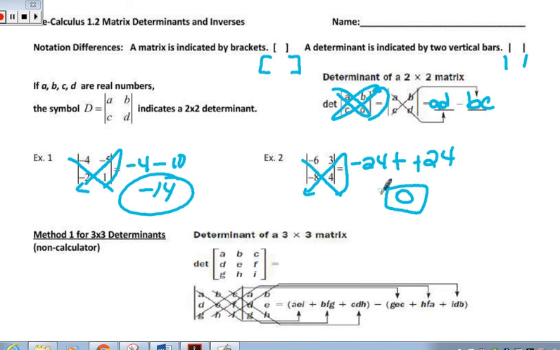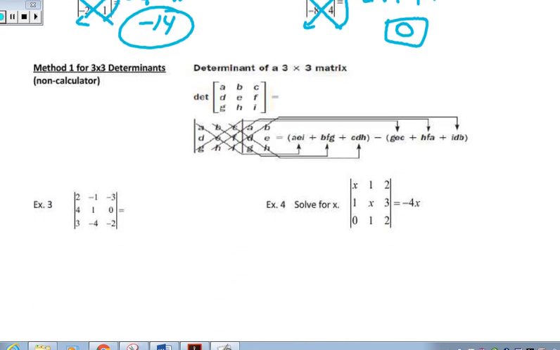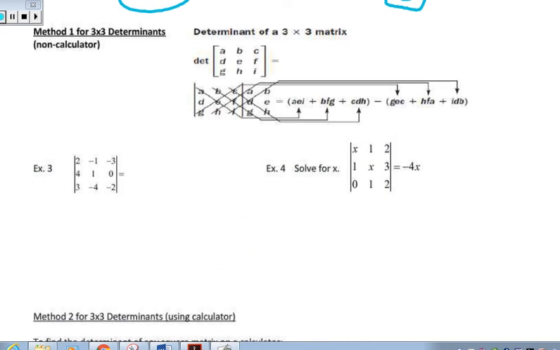Alright, so those will have to be done by hand. We're also going to do the 3 by 3 by hand as well. So the first thing you want to do when finding the determinant here is first take these first two columns here, and we're going to repeat them over on this side. So just 2, 4, 3, -1, 1, -4. So first you just want to repeat those columns as you see them.